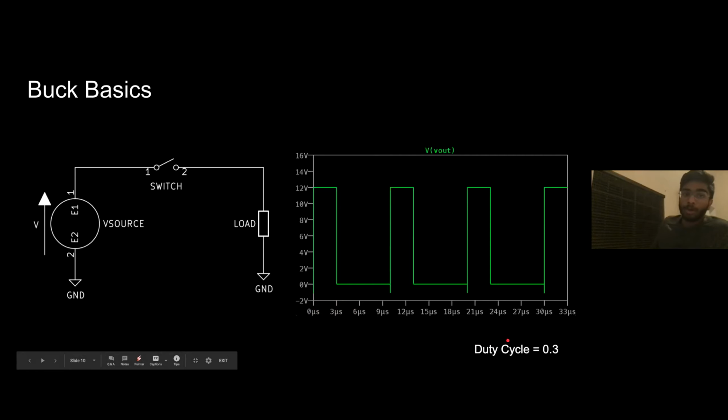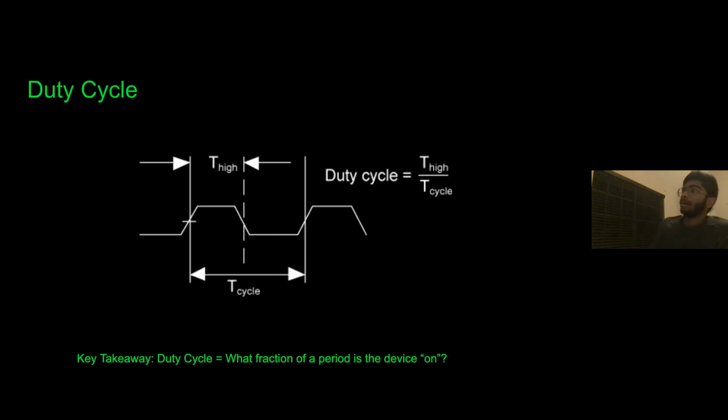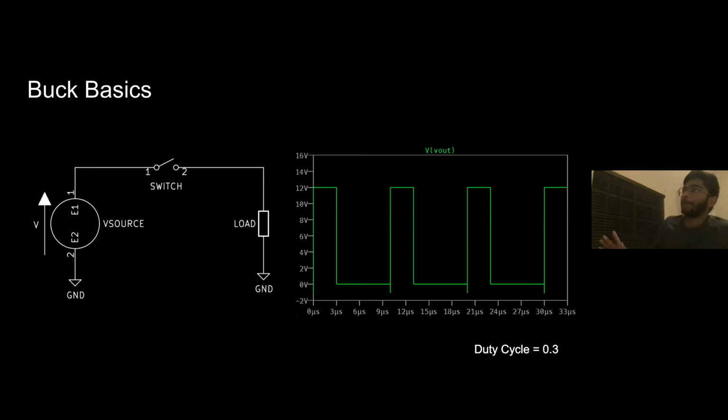Real quick, what we call the amount of time it's on over the total period is called a duty cycle. So in this case, you can see that the converter is on for 3/10 of the time. So we say it's a duty cycle of 0.3. Duty cycle is what percent or what fraction of a period the device is on. So this graph kind of illustrates that. Your T high is on, and then your T cycle is the entire period. Just wanted to make sure that was super clear. It's one of those vocab words I wanted to make sure everyone took away from this. How long is it on? Okay, back to this.